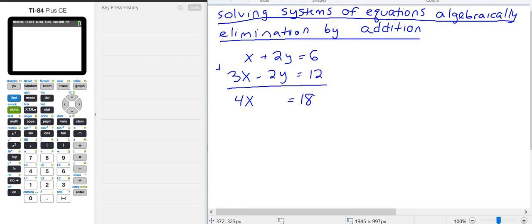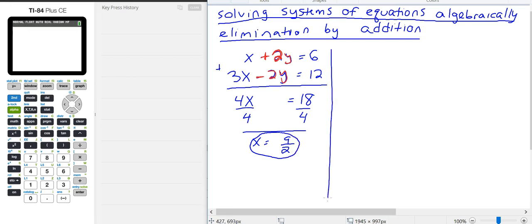Since we have this special type of system of equations where one of our variables will fall out when we add the equations, we can add the equations like that and then solve this new equation for the variable that we still have. So now we have the x-coordinate of this point of intersection of these two equations. Let's solve for the y-coordinate.